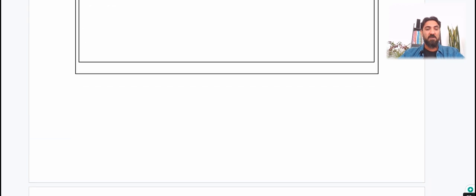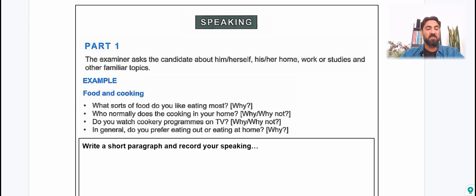All right, so let's go to the last part, which is the speaking. Now, the speaking has 3 sections. Section 1, part 1, as you can see here. In part 1, the examiner asks you general information about yourself.